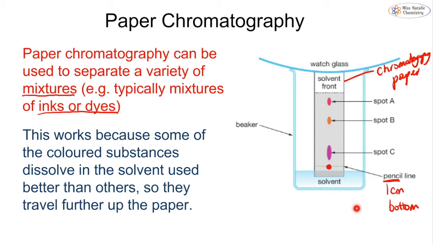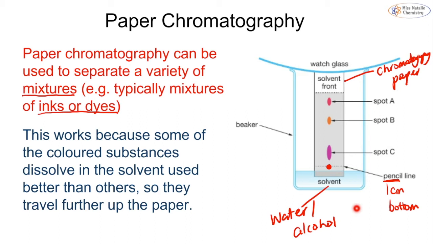We then put the chromatography paper into the beaker, and it's usually on top of a watch glass or on top of a splint to hold it in place, and we don't want it touching the bottom. Okay, we have it sitting just above the bottom, and then we add in our solvent. Now the solvent typically is water, but it can also be an alcohol. It just depends on what dye or ink it is that you're using.